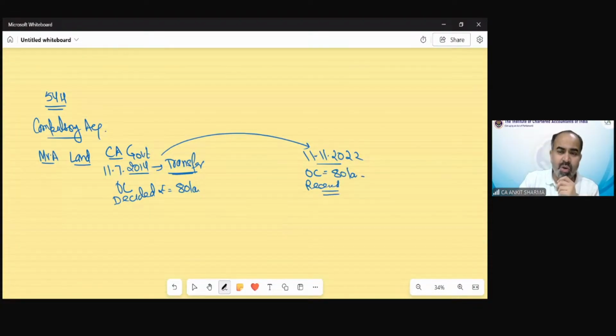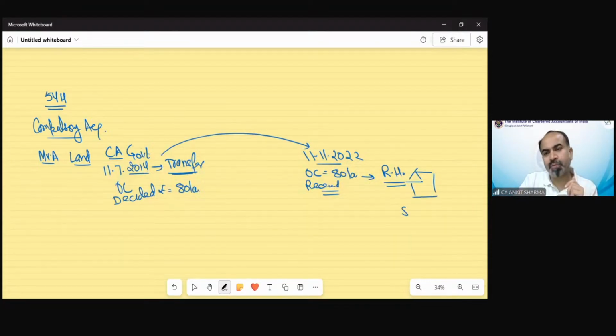And suppose now he wants to invest this compensation to purchase a residential house. He wants to purchase a new residential house for 80 lakh. The capital gain we calculated as per the provision, suppose it comes to 60 lakh. So now can you tell me which exemption would be applicable in this case?